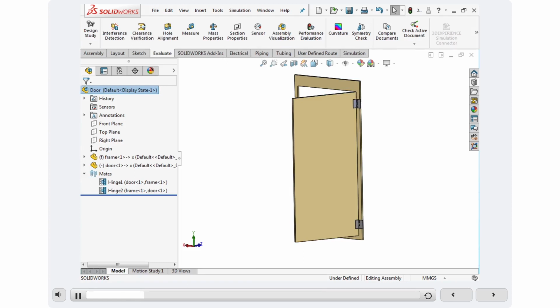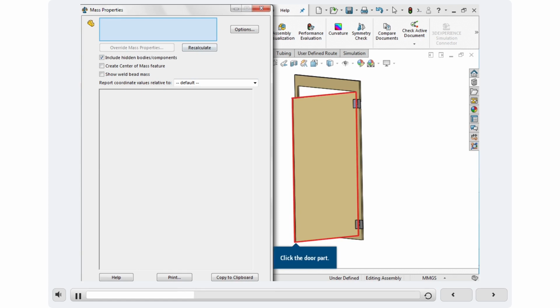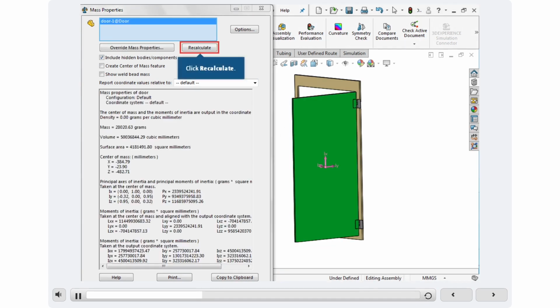To save time, we have added 2 hinge mates between the door and frame. Now we will check the door weight using mass properties. The weight will also be measured at the hinges once the simulation is run. Click Mass Properties. Right-click the door assembly, clear it from the list, and select the door part from the graphics area. Click Recalculate.